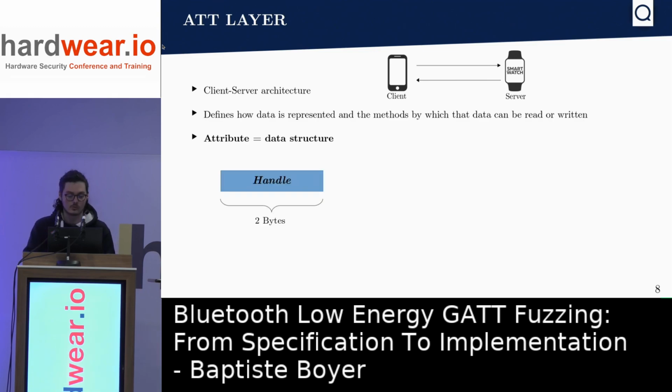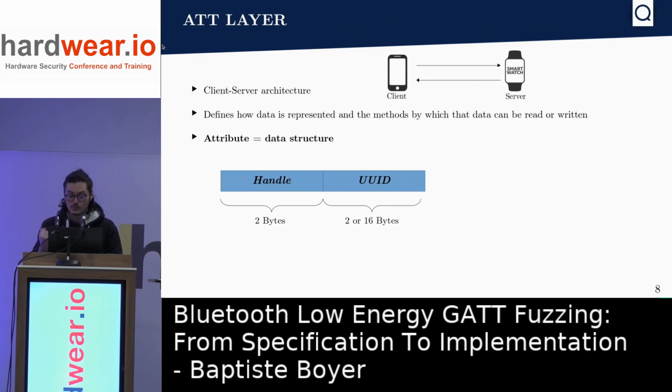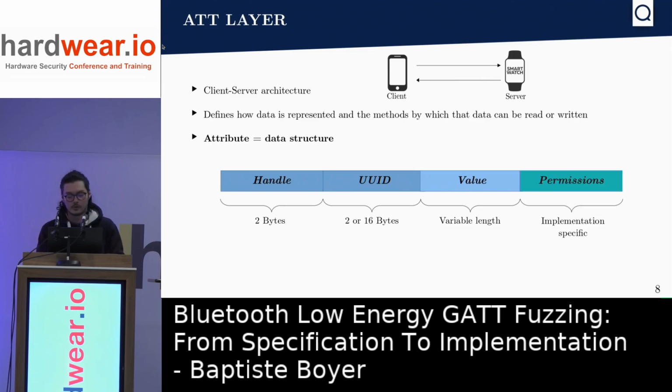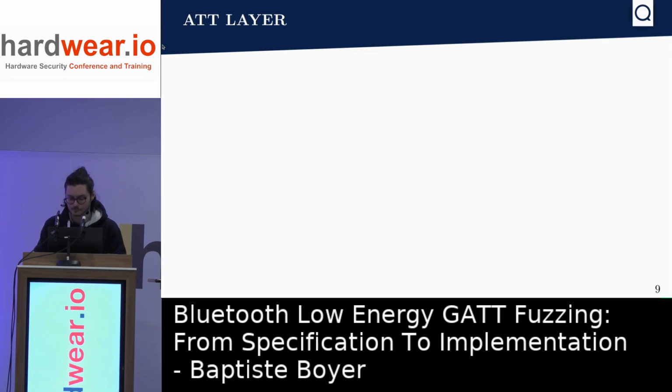An attribute is a data structure. And here is the data structure. It starts with a handle on 2 bytes. Then it has a UUID field on 2 or 16 bytes. Then it has a value field of variable length, and also a set of permissions, whose size is implementation specific. The handle serves to identify the attribute we are dealing with. The UUID serves to identify the type of attribute we are dealing with.